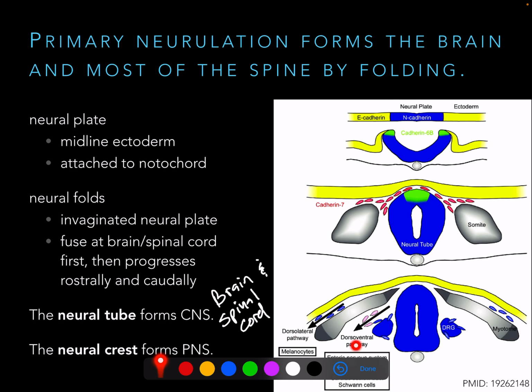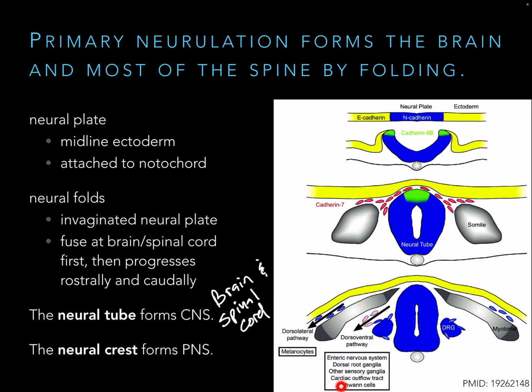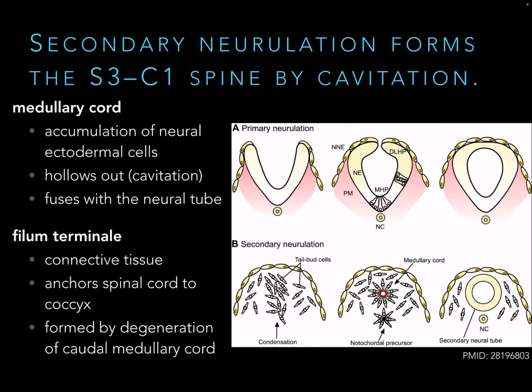Others will migrate along a different pathway, forming all the rest of our peripheral nervous system there. So they'll form the dorsal root ganglia. They'll form really any of the ganglia out there. They'll make the Schwann cells. They'll go live in the gut and give it its enteric nervous system. So neural tube makes the central nervous system. Neural crest makes the peripheral nervous system.